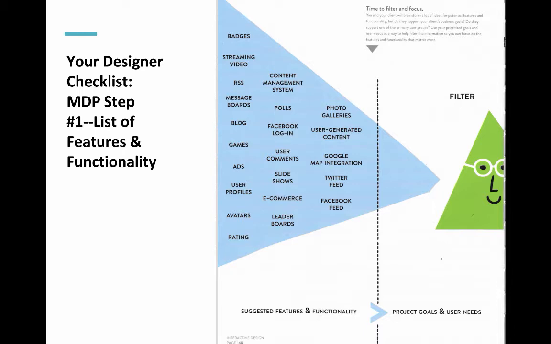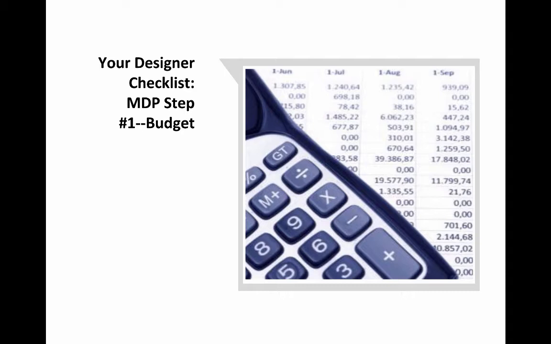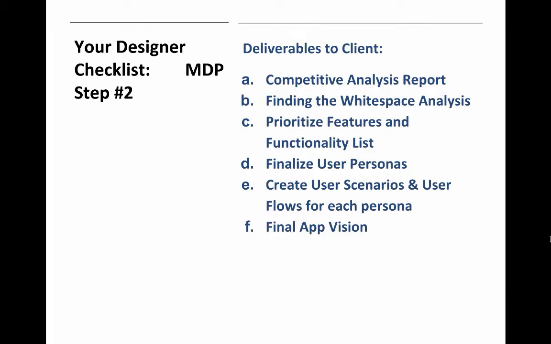Please note, this illustration is from the ID textbook on page 48 if you want to get a closer look. In this lecture, I give you a list of deliverables for each step of the MDP process. Each of you will create your own project budget and decide how you would like to display it. Time to do some research.